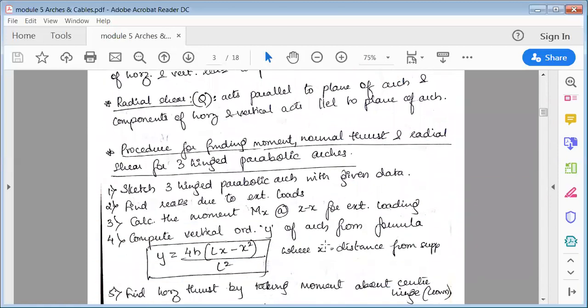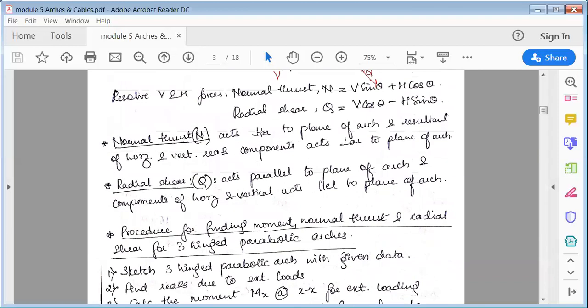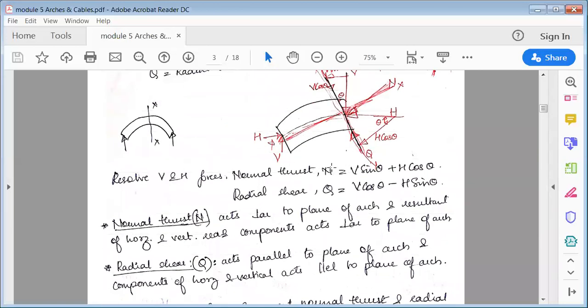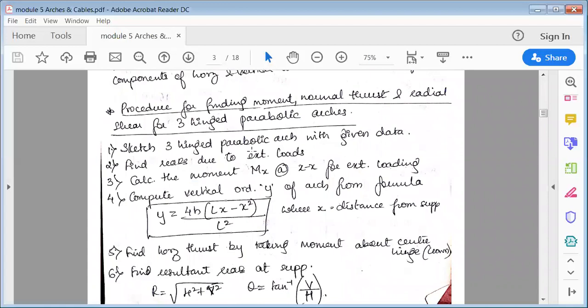Now there is a series of steps to find this. We have to find the procedure to find the bending moment, normal thrust, and radial shear for a three-hinged parabolic arch. So bending moment means M, normal thrust means N, and radial shear Q. You have to find all three parameters for the three-hinged parabolic arch. So the first thing is, again, sketch the three-hinged parabolic arch with the given data, and then find the reactions due to the external loads. Calculate the bending moment Mx at xx for the external loading.